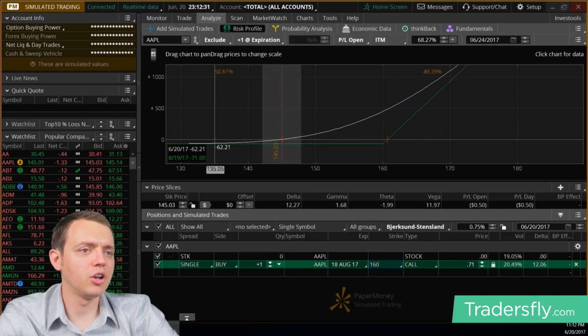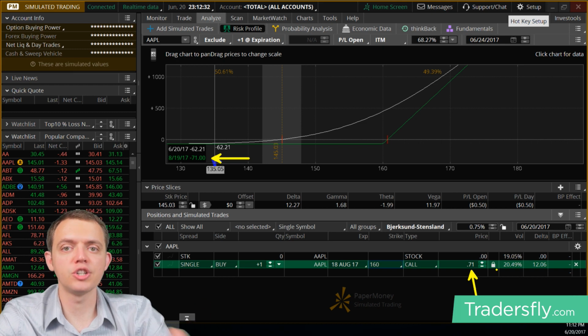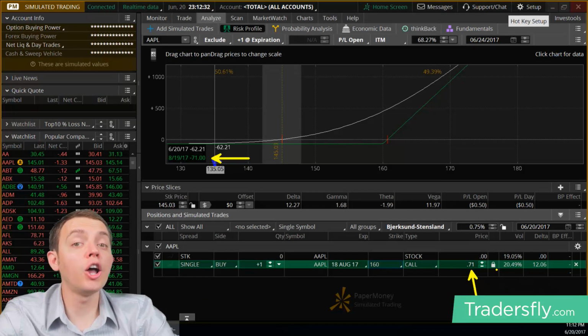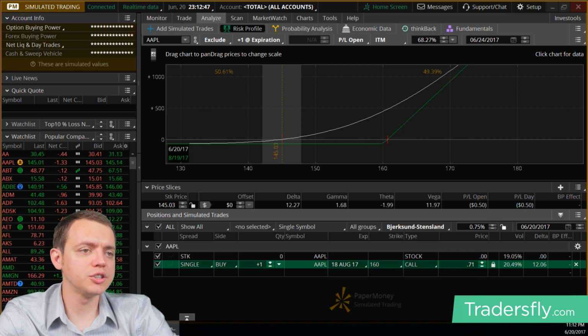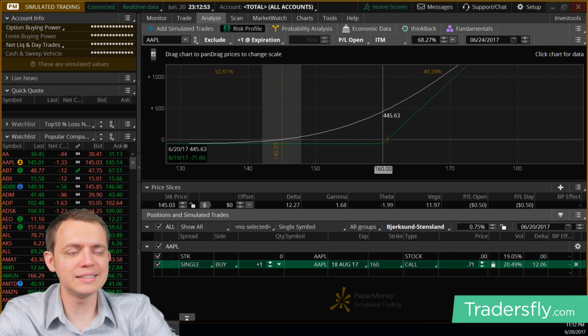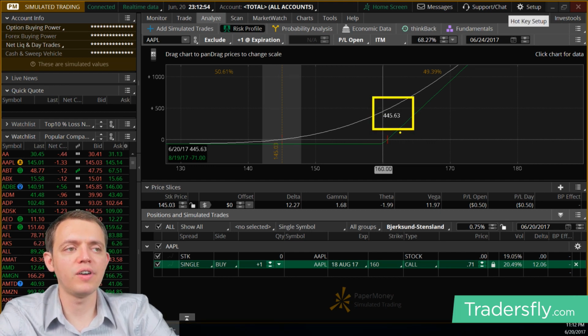So here we have our loss. Our max loss is $71, which is 71 cents, because on an option contract you're controlling 100 shares, so you multiply 71 cents times 100, so that's why it's $71. So that's your max loss. Now, as that stock continues to go to 160, if it happened tomorrow, you would be profitable $145.